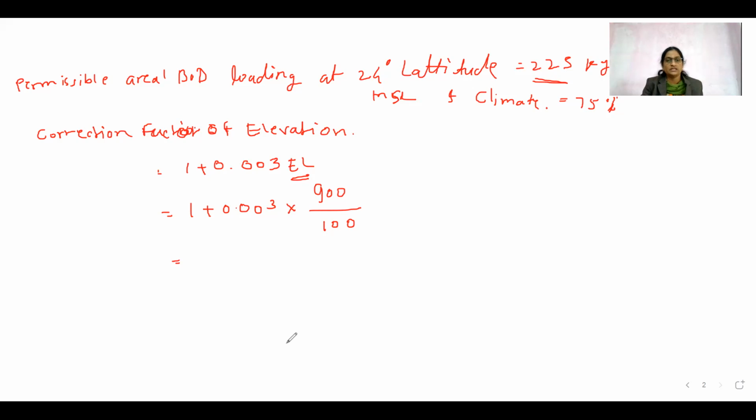Yes, someone submitted the answer, 1.027. It is the correction factor. And if another correction factor, such as sky clearance, had been given, we would have applied it. If it is not given, we will not apply it. Okay, so with the correction, now we can find out the pond area.